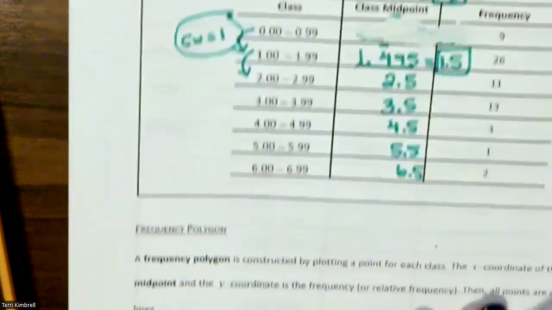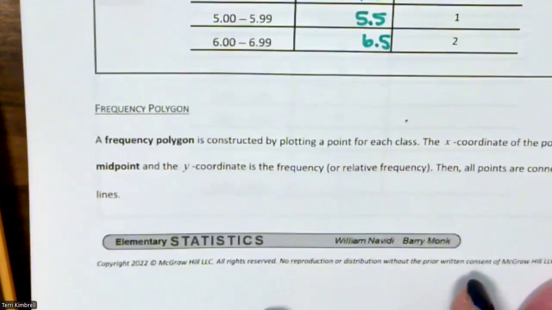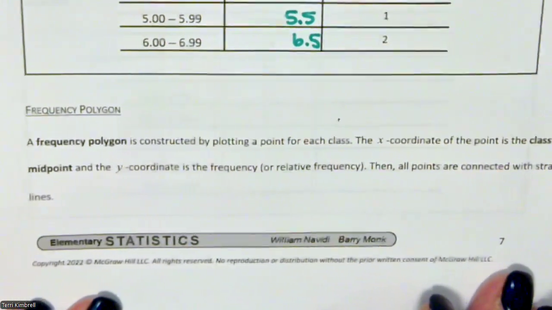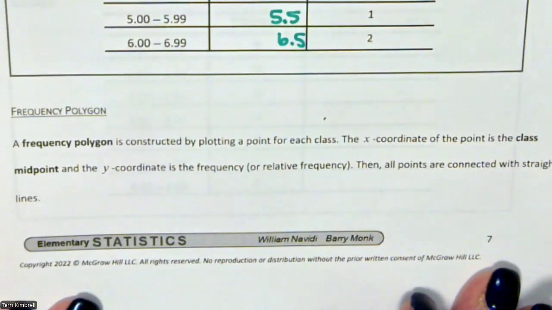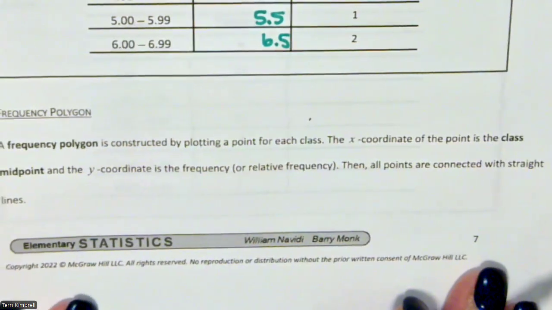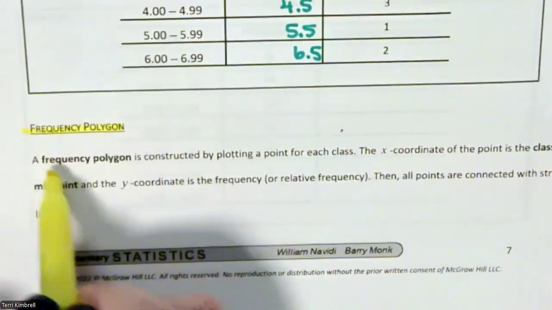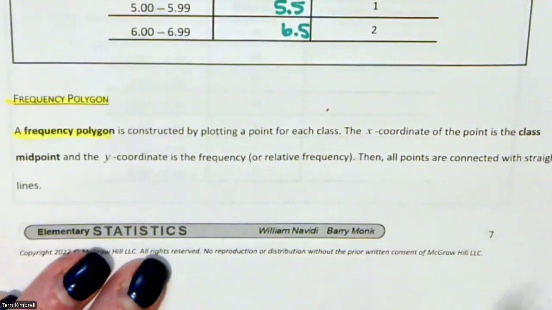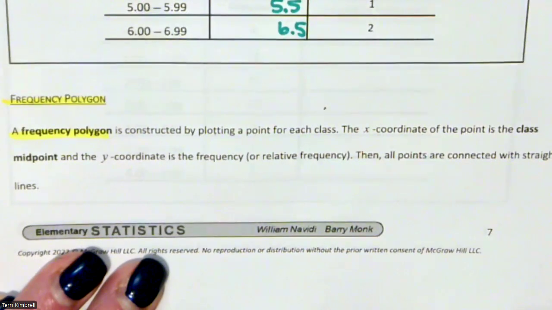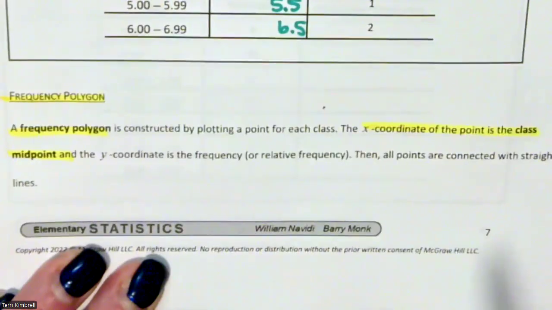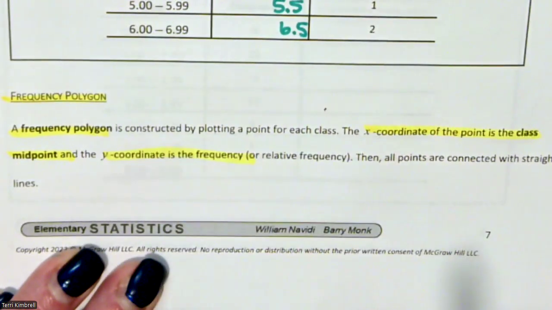Okay. A frequency polygon is constructed by plotting a point for each class. The x coordinate of the point is the class midpoint, and the y coordinate is the frequency or relative frequency. And then points are connected with straight lines. So let's highlight the main things. Okay, a frequency polygon is going to be a polygon that's going to be connected. Now, this part's important. Your x is going to be the class midpoint. The y is going to be the relative frequency.